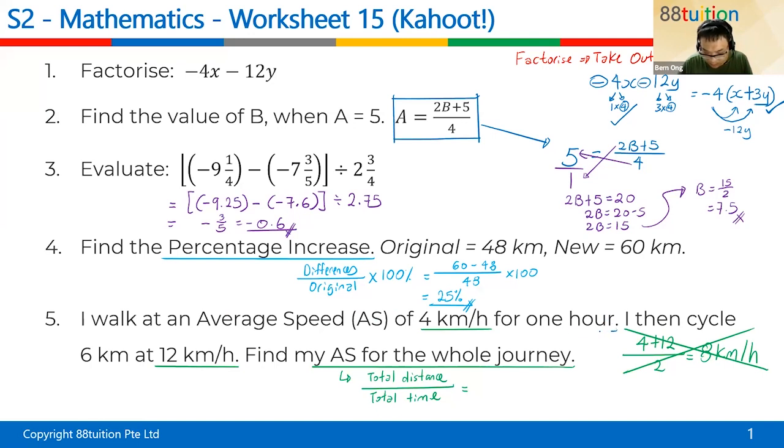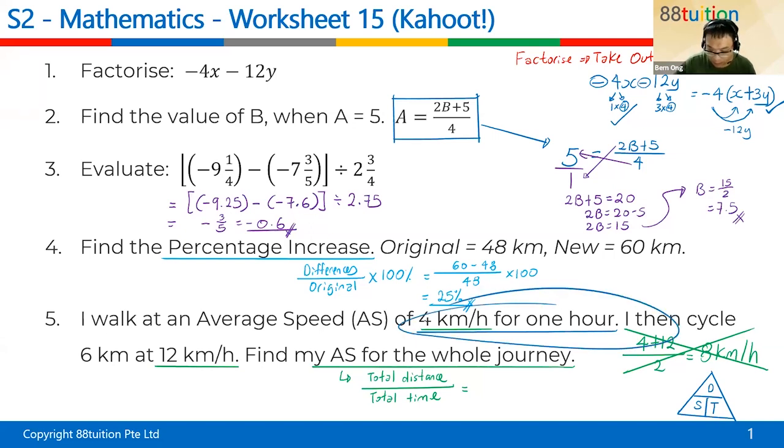You travel at a speed of 4 kilometers per hour for 1 hour. Remember this magical triangle? DST. What does DST stand for? DST stands for distance, speed, time. So the very first portion, the blue color, you have speed, which is kilometers per hour, and time, which is 1 hour. So you can find the distance. Distance equals 4 times 1 equals 4 kilometers.